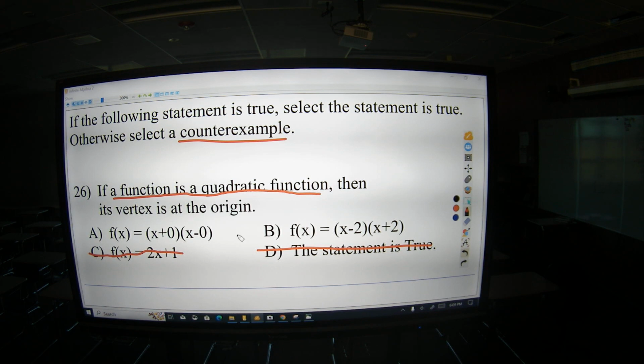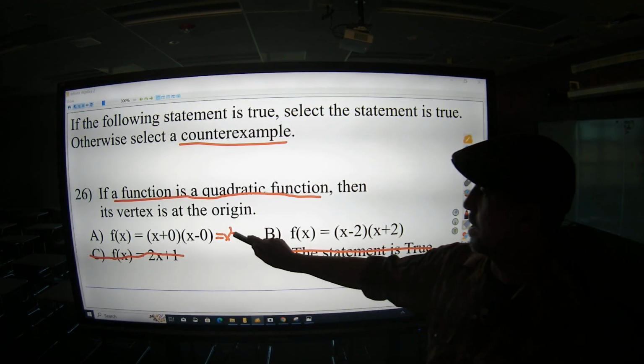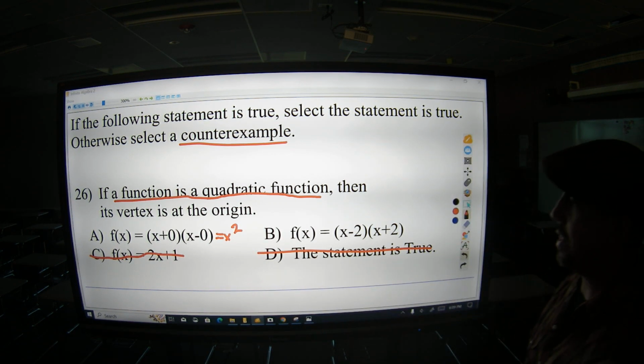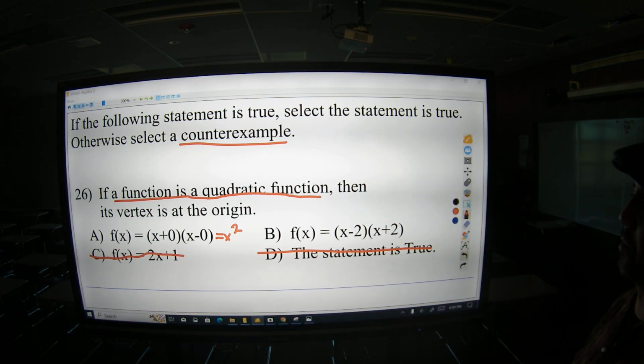Now, this one right here, x plus 0 times x minus 0, well, if you think about this, this is just x times x. And x times x just gives us x squared. And the graph of x squared does have a vertex at the origin, right? And so this is not a non-example, but it's definitely not a counterexample. Let me go fix that. Definitely not a counterexample. In this case, it would be an example.